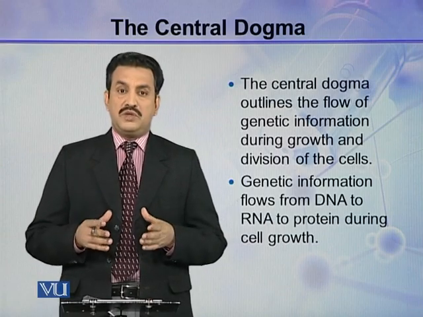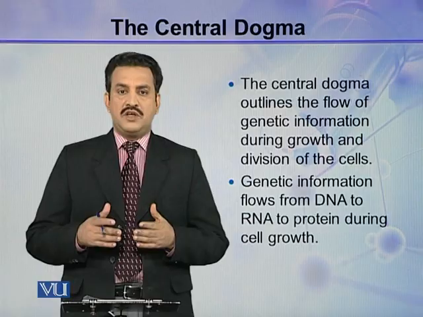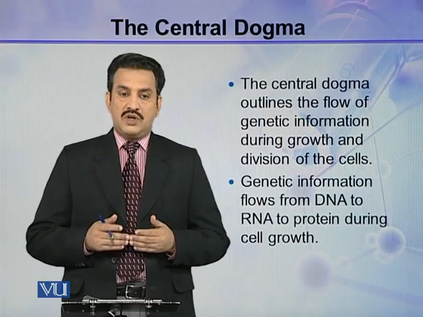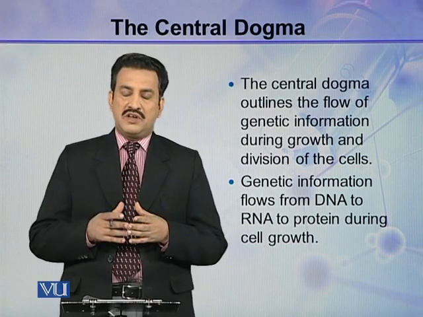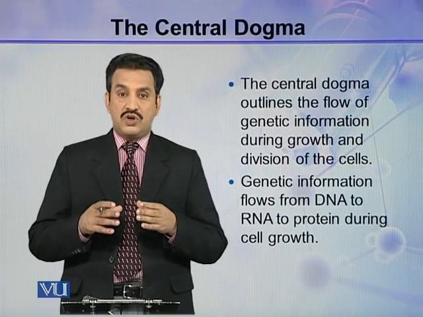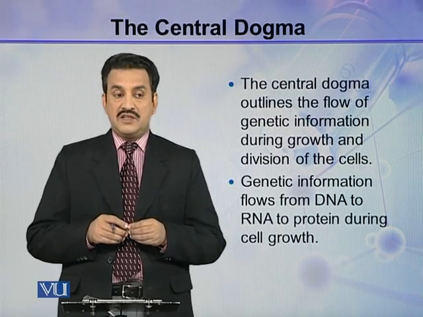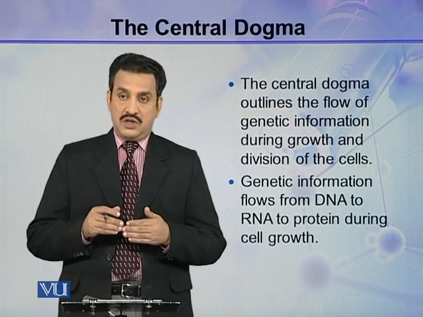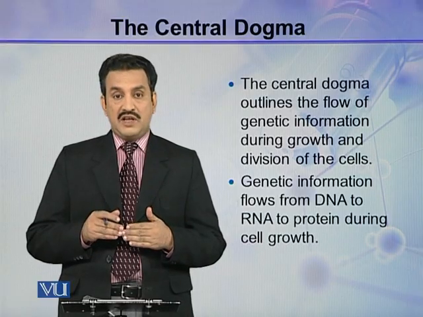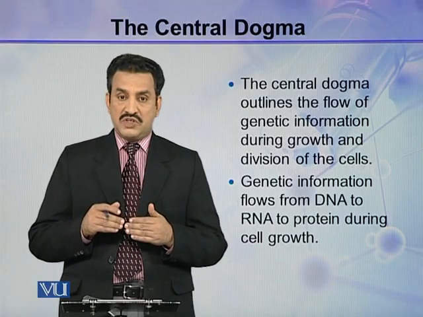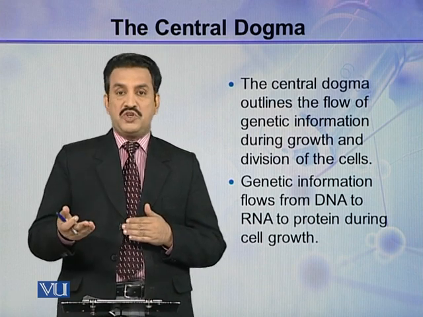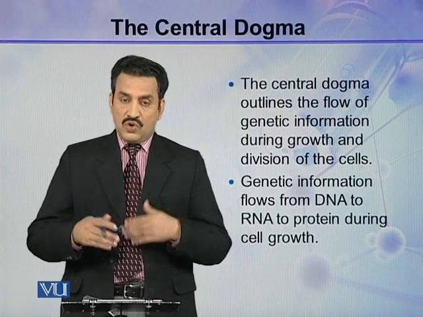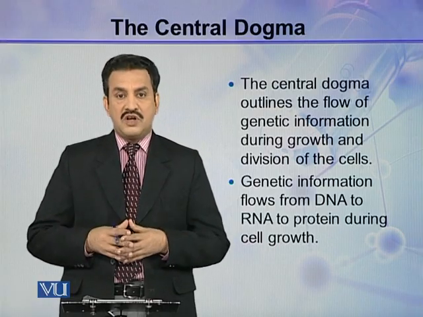So, as you know, the main function of DNA is the storage and transmission of genetic information. A lot of heredity information is stored in the DNA molecule, and this information is transmitted to the next generation, as well as to the cell's metabolic machinery for the synthesis of proteins. So how does this flow of information, or transmission of information, take place?